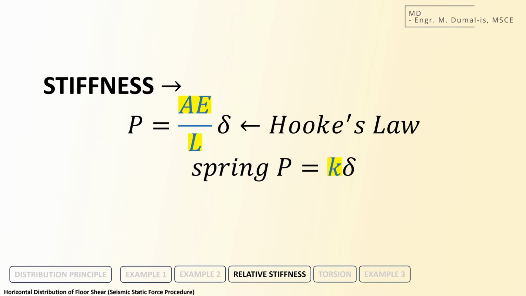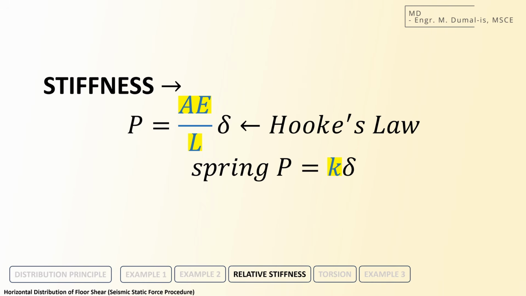Under axial stress, the relationship between applied force, P, cross-sectional area, A, modulus of elasticity, E, member length, L, and axial deformation, delta, is governed by Hooke's law, sigma equals E times epsilon, where stress, sigma, is force per unit area, P over A, and strain, epsilon, is deformation per unit length, delta over L. Rearranging this, we derive P equals A times E over L times delta, isolating force as a function of deformation.